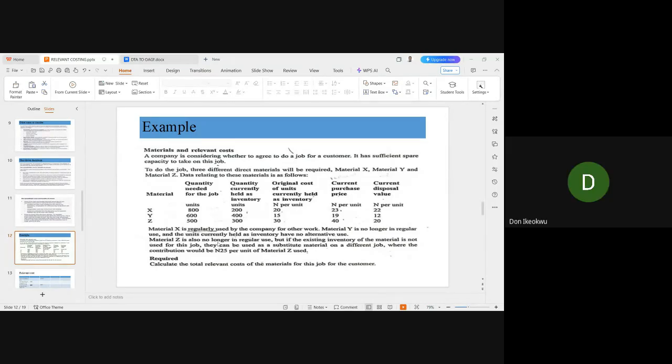I think you will compare the lower of the costs with the current disposal value and the contribution. But in this case, for material Z, your contribution is higher. So you'll be losing that contribution, because the current disposal value is 20 naira. But if you use it for another job, you'll be having more profit as a company, which will, in the long run, reduce the total cost of the project. So you'll be losing that 25 as a contribution, because the current disposal value is even lower than the 25. So it's a loss.